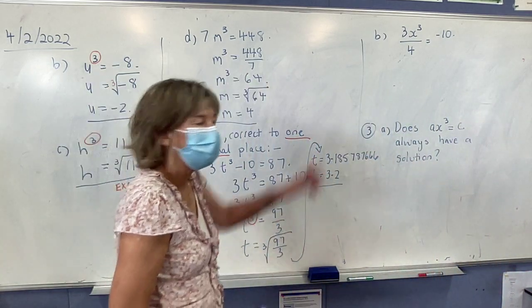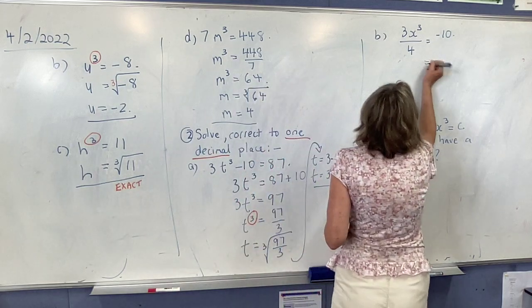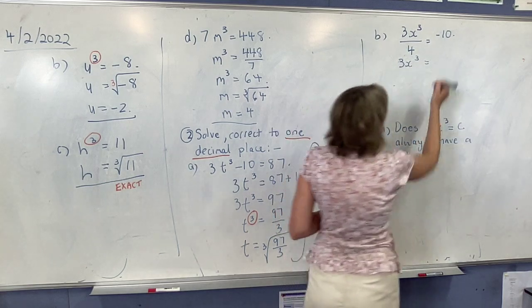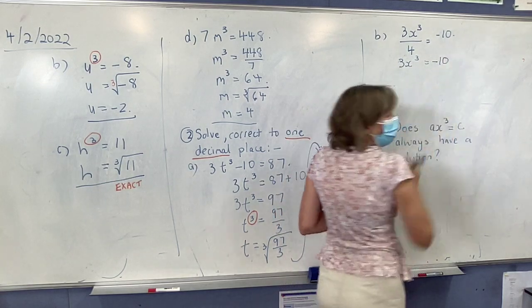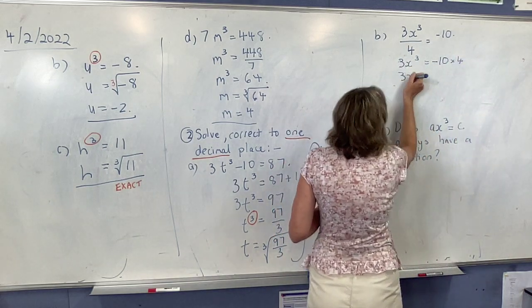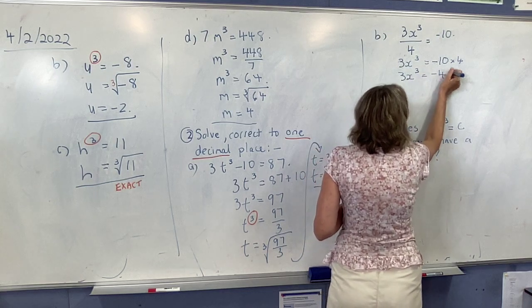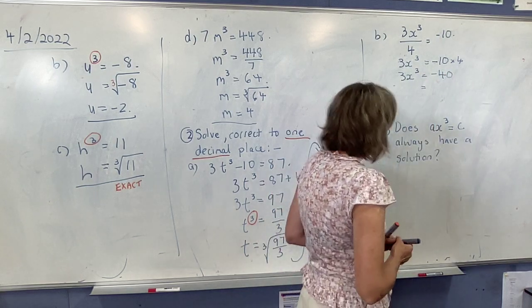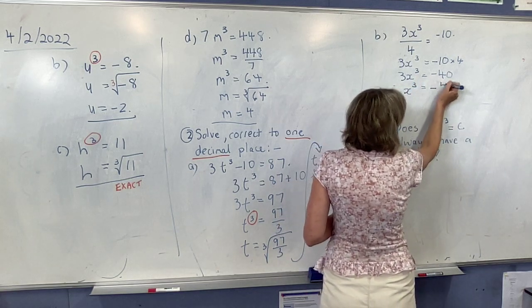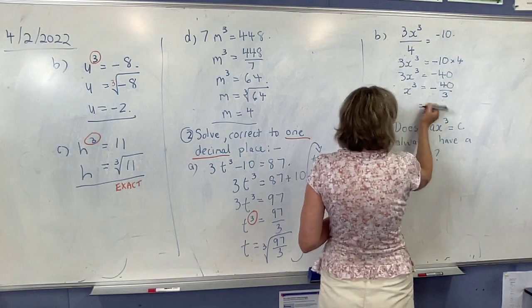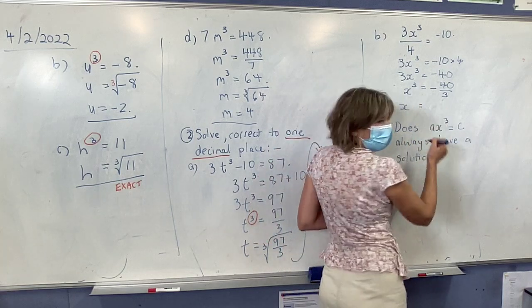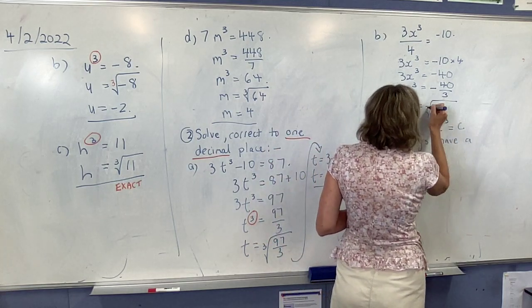Nate, B. Would you take 4 across? Yep. That would be 3x cubed equals negative 10 times 4. Negative 40, so 3x cubed equals negative 40. Now you take the 3 across. So x cubed equals negative 40 over 3. And then you'll do x equals the cube root of negative 40 over 3.